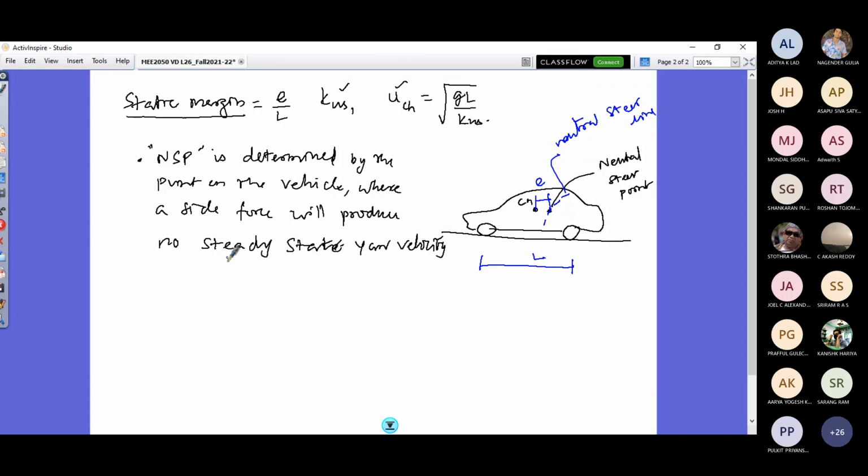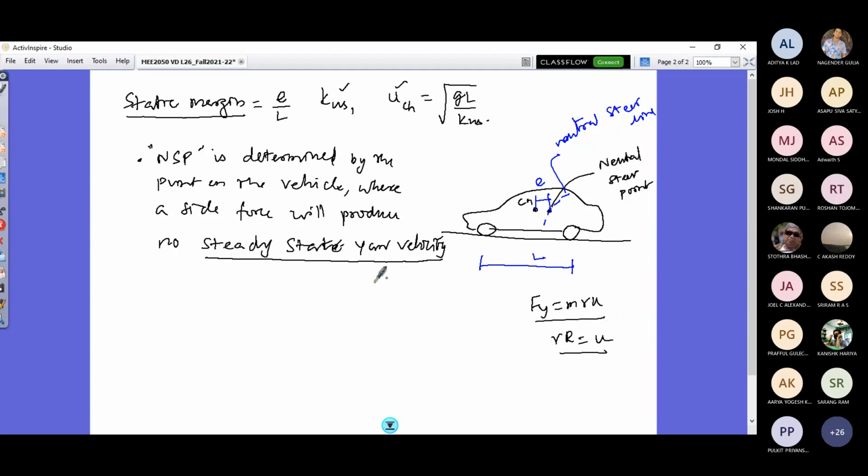So what do you mean by steady state yaw velocity? Yaw velocity is constant. Right? You had in a steady state motion only one equation, F_y is equal to m r u, you have seen, where u is forward speed constant and r is steady state yaw velocity. That is also not going to change. That's constant. So this is all what you have seen in steady state motion.